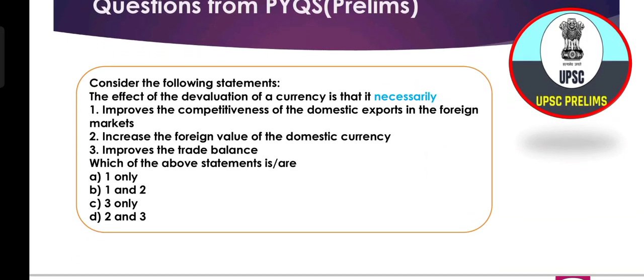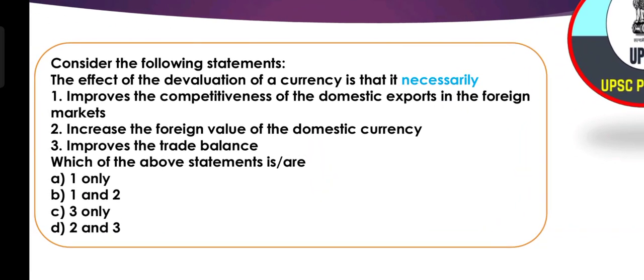So today's question you have to attempt from the economy section, and the question is, consider the following statements. The effect of devaluation of a currency is that it necessarily, option 1, improves the competitiveness of the domestic export in the foreign market. Statement 2, increase the foreign value of domestic currency. Option 3, improves the trade balance. And you have to attempt which of the above statements is correct. You have to choose the correct statement.